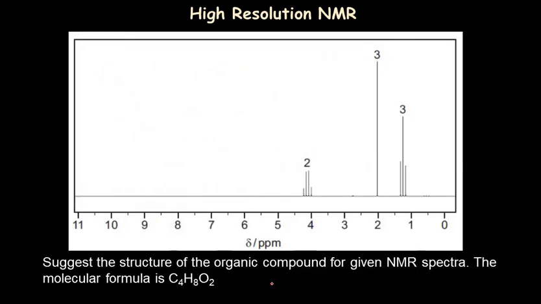Now one more high resolution NMR spectrum is given for an organic compound, and the question in the board exam may be something like this: suggest the structure of an organic compound for the given NMR spectrum. The molecular formula is given as C4H8O2.